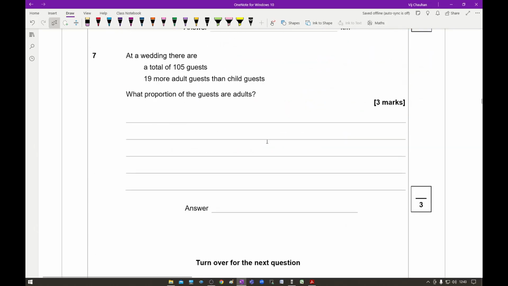Moving on to question 7, it says, at a wedding there are a total of 105 guests, 19 more adult guests than there are child guests. What proportion of the guests are adults?